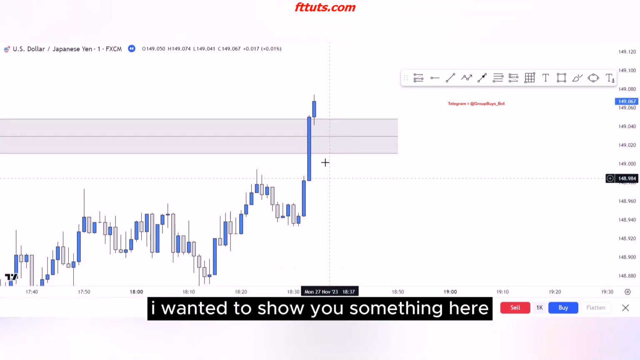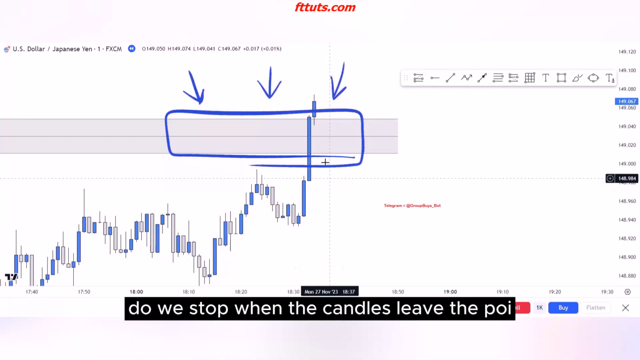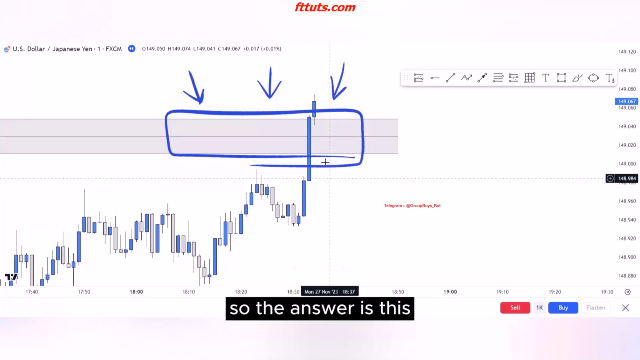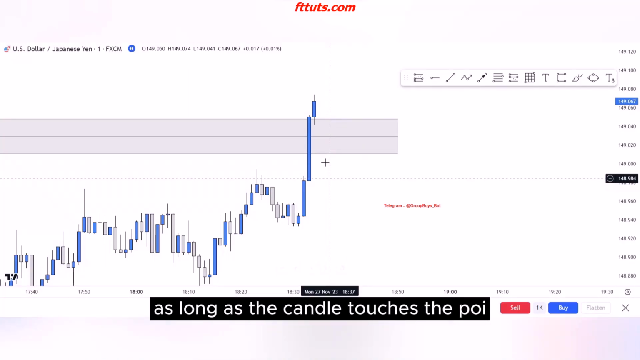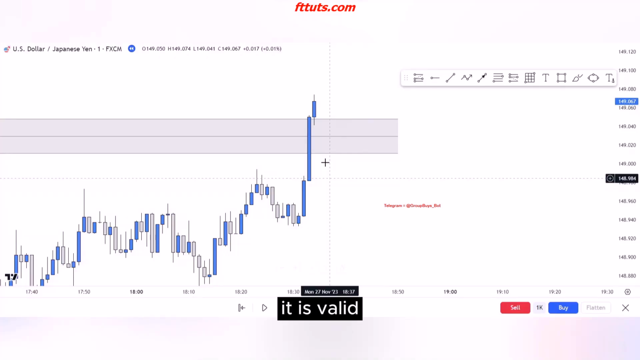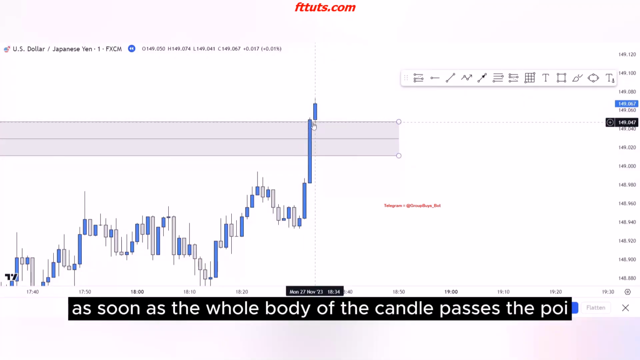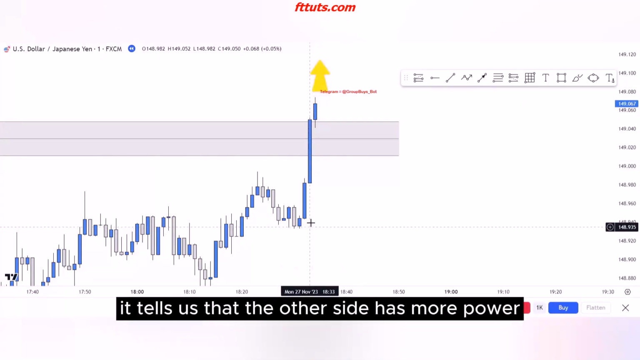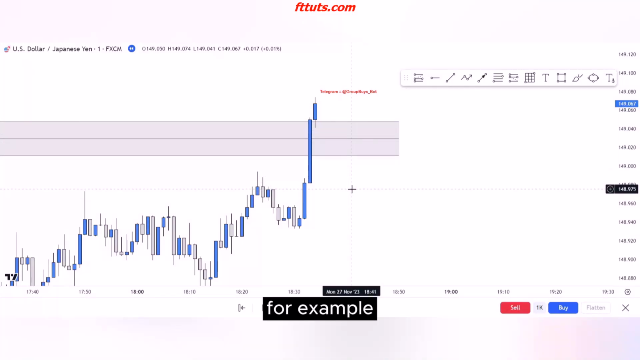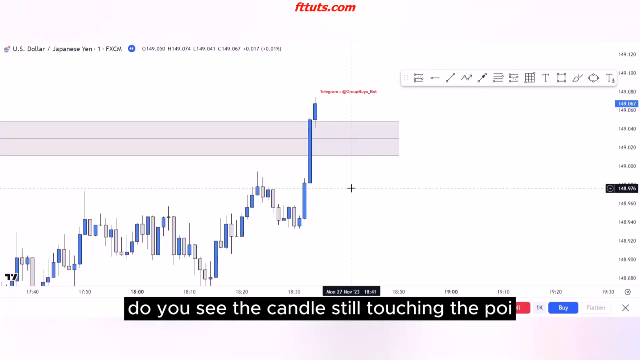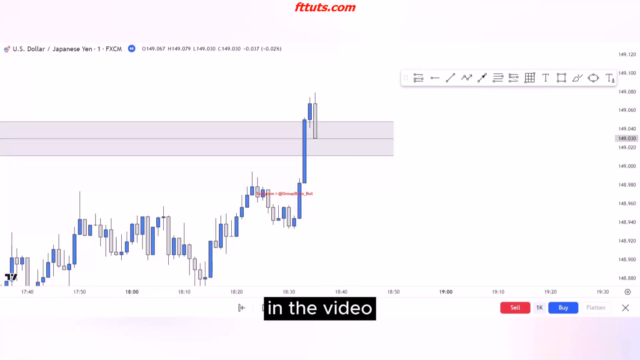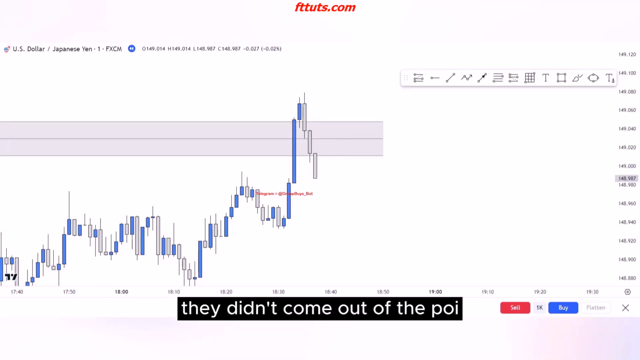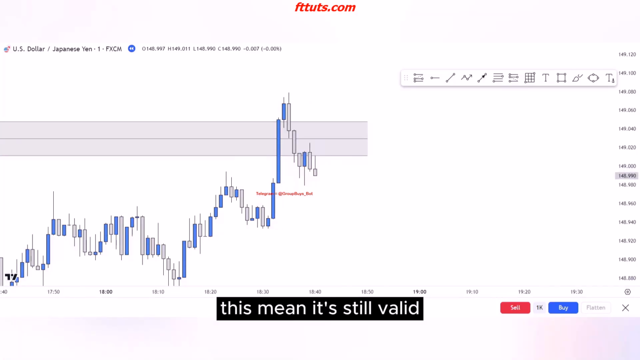I wanted to show you something here. How do we know when to stop? Do we stop when the candles leave the POI? So the answer is this. As long as the candle touches the POI, it is valid. As soon as the whole body of the candle passes the POI, it tells us that the other side has more power. For example, do you see the candle still touching the POI in the video? They didn't come out of the POI. This means it's still valid.